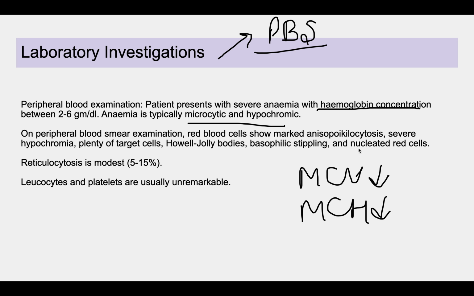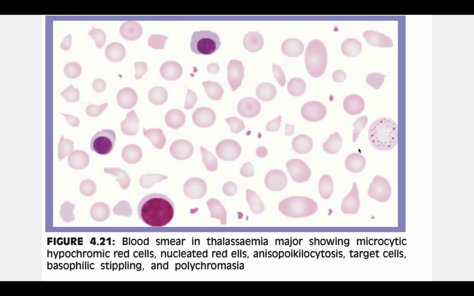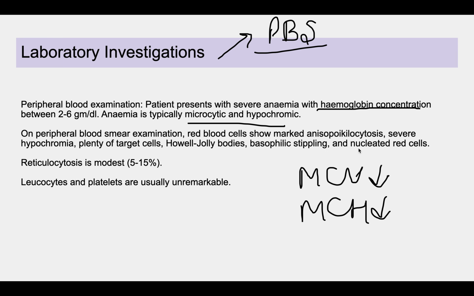Okay, so once again I'm trying to remind you that we are talking about thalassemia major, because the findings will change when it is thalassemia minor. On PBS findings you will see marked anisopoikilocytosis. We can see in this diagram, anisopoikilocytosis means there is variation in the size and the shape of the RBCs. So when it is marked, it is known as severe marked anisopoikilocytosis, that means RDW will be increased. There will be severe hypochromia.